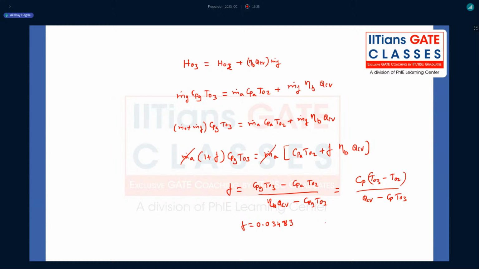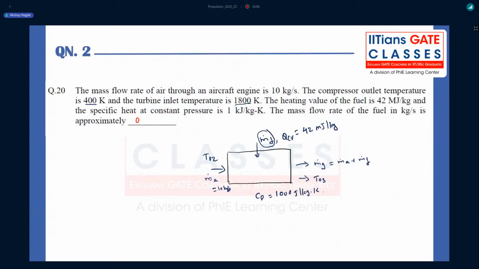F is nothing but mass flow rate of fuel to mass flow rate of air. This is not what we are asked to calculate. We are asked to calculate the mass flow rate of fuel in the question, so this is where you have to be extra careful. Mass flow rate of fuel is nothing but F times mass flow rate of air, and mass flow rate of air is given in the problem, that is 10 kg per second. If you multiply with this F, that is 0.3483 kg per second. You can keep it to 3-digit places if you want, or you can round off to the second digit. It's also fine.